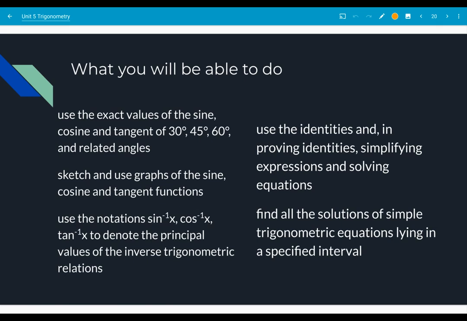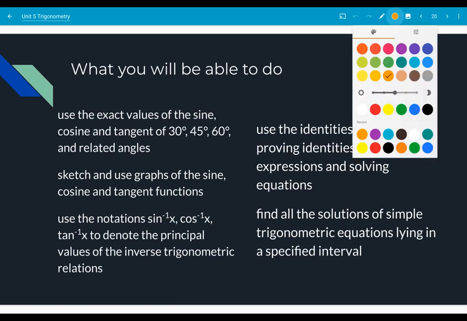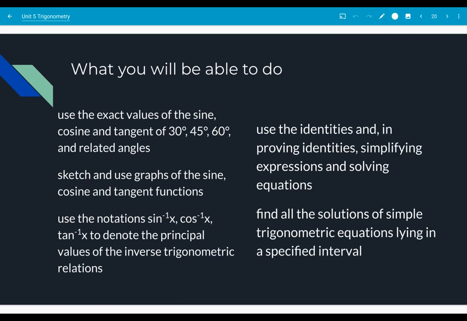So by the end of this unit, what you'll be able to do. You'll need to be able to use the exact values of sine, cosine, and tangent for 30, 45, 60, also 0 and 90 degrees, and any related angles, so any combination of those. You'll need to be able to sketch the graphs of sine, cosine, and tangent. You need to be able to use the inverses of sine, cosine, and tangent.